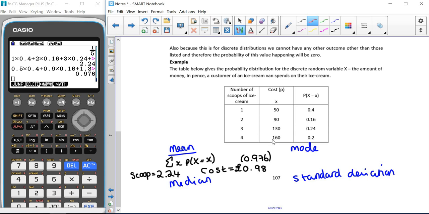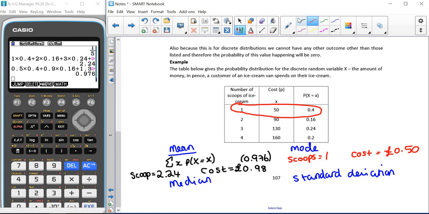For the mode, again, for the scoops, the mode amount of scoops, that's the one with the highest probability, so we're looking at this value here because this gave us the highest probability. So the mode is 1 scoop. For the cost, it's 50 pence. So most people spend 50 pence and they get 1 scoop for that.